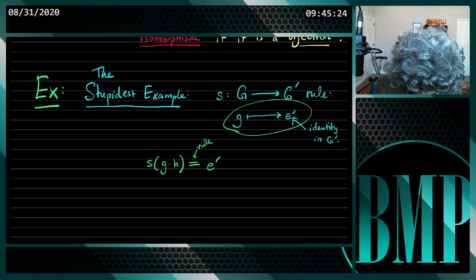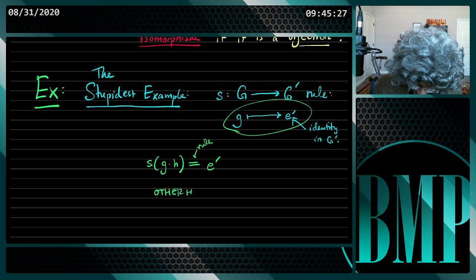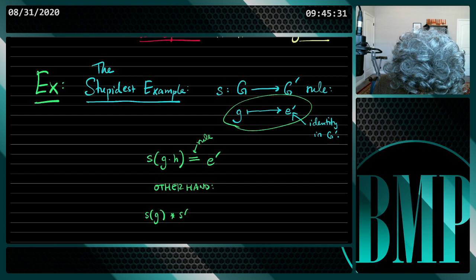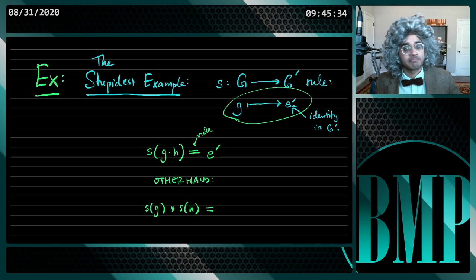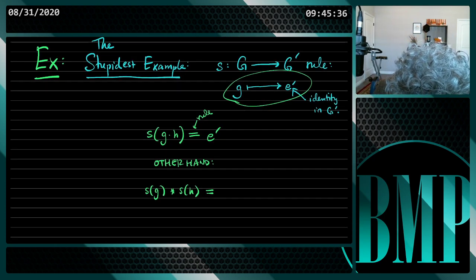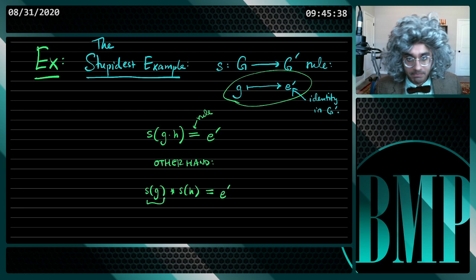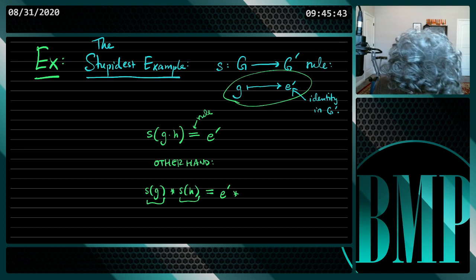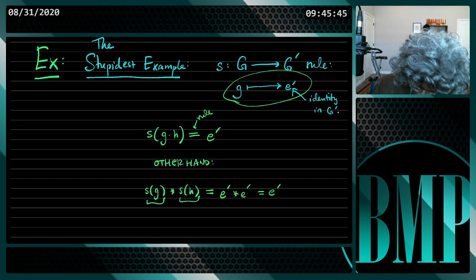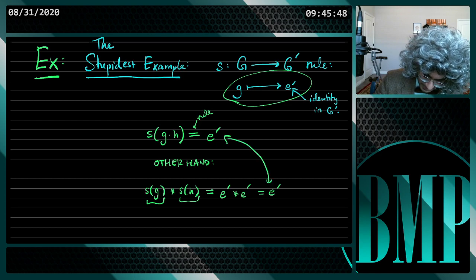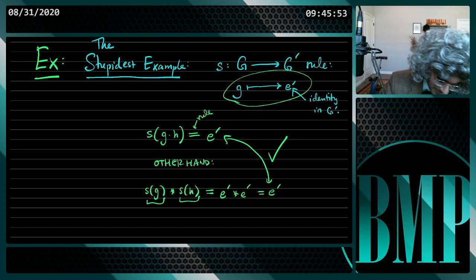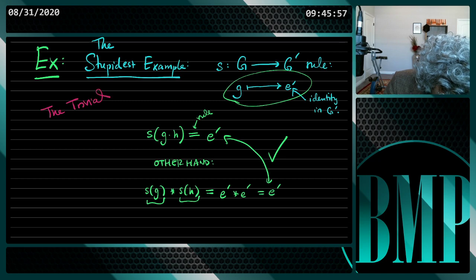On the other hand, S of G times S of H is, well, by the rule, this is identity. And by the rule, by the name of the homomorphism, this is also identity. Oh, so that's identity. Yeah, done. Okay, so these are the same. Great. It's called the trivial homomorphism.